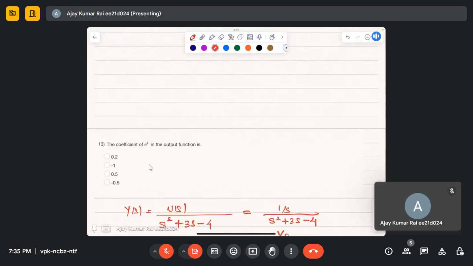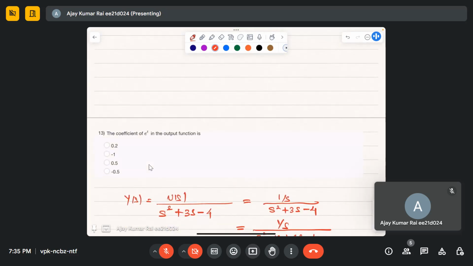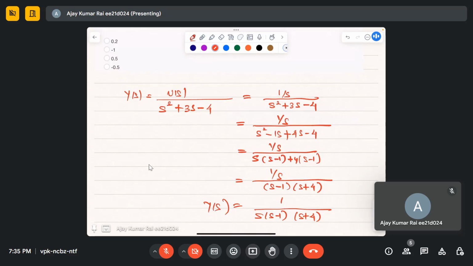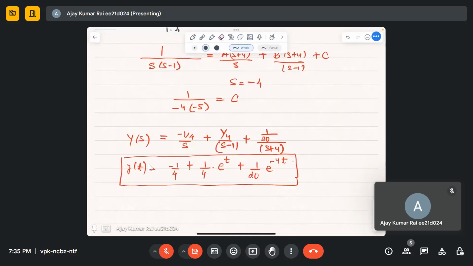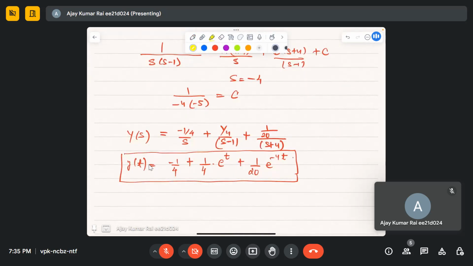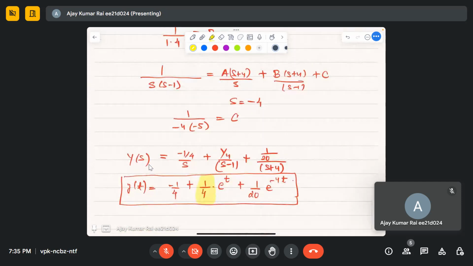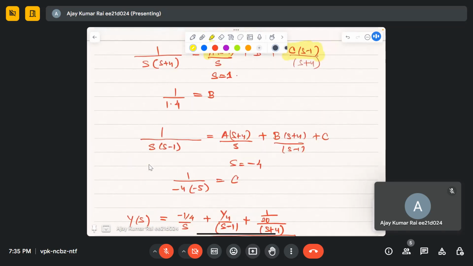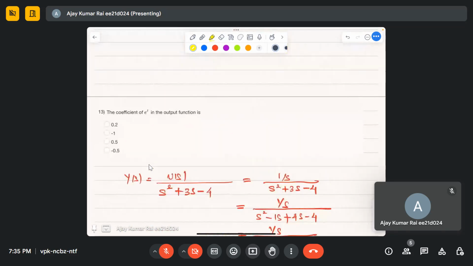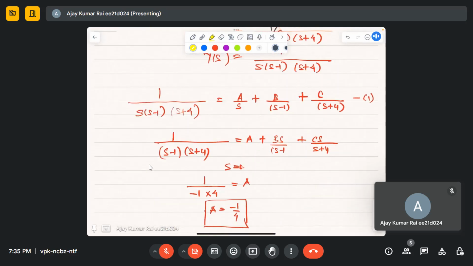So what they have asked is the coefficient of e raised to power t. Okay, so it should be e raised to power t. So they are asking me to find this. So 1 by 4 is 0.25. If I am correct, I don't know. Okay, I think somewhere I made a mistake.